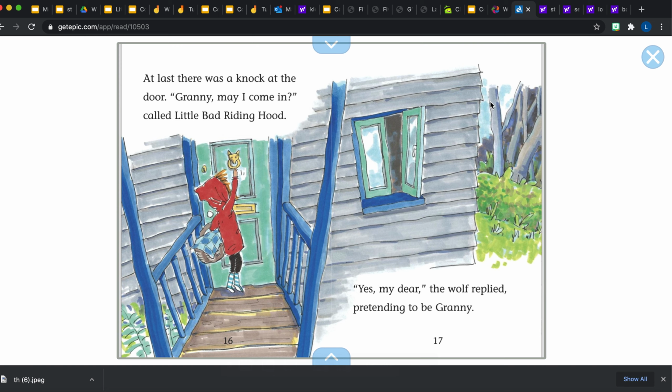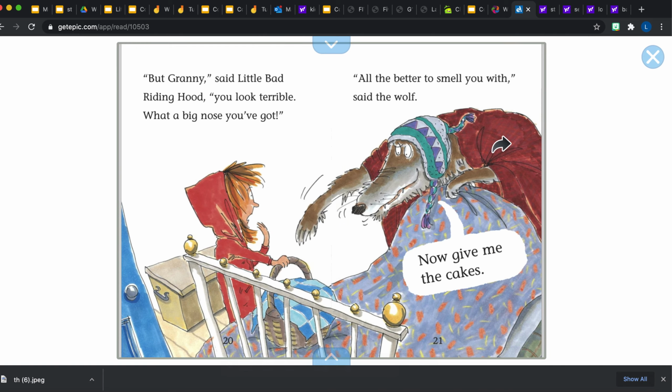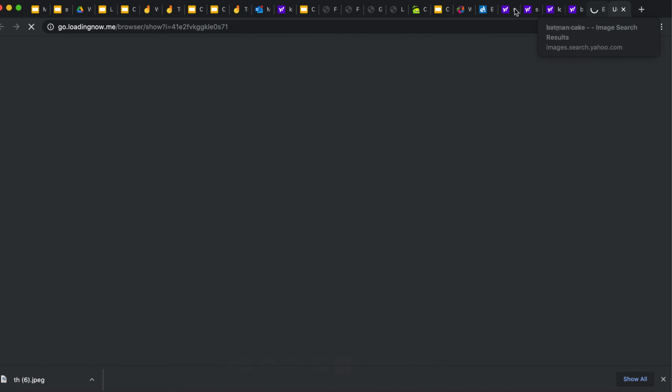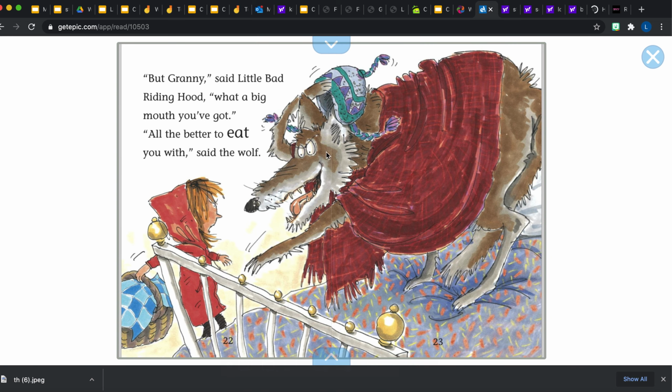"Yes, my dear," the wolf replied, pretending to be Granny. "Oh, Granny," said Little Bad Riding Hood, "you look very ill. What big eyes you've got." "All the better to see you with," said the wolf. "But Granny," said Little Bad Riding Hood, "you look terrible. What a big nose you've got." "All the better to smell you with," said the wolf. "Now give me the cakes." "But Granny," said Little Bad Riding Hood, "what a big mouth you've got." "All the better to eat you with," said the wolf.